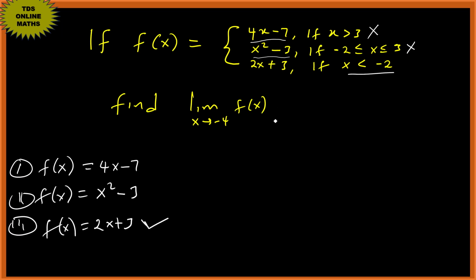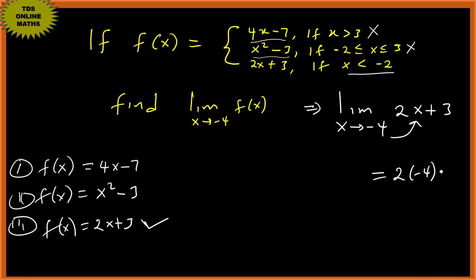So my function here will be limit as x approaches negative 4 of 2x plus 3. So just plug in the limiting value. Since this one is linear, minus 4 plus 3. So we have minus 8 plus 3, which is minus 5 as the answer. All right.